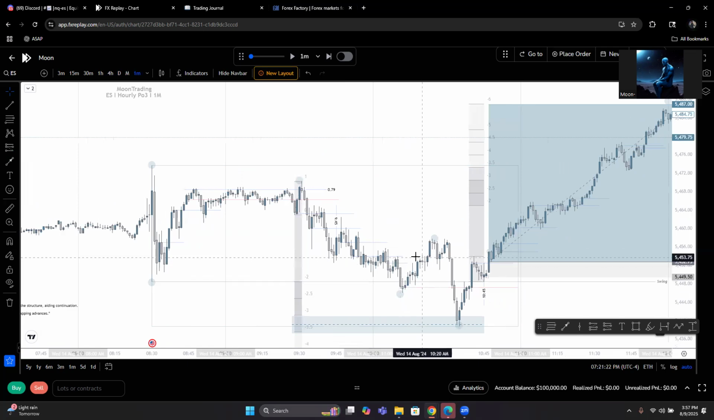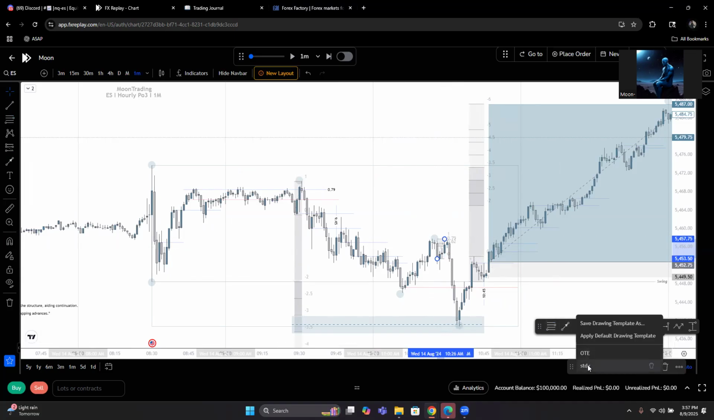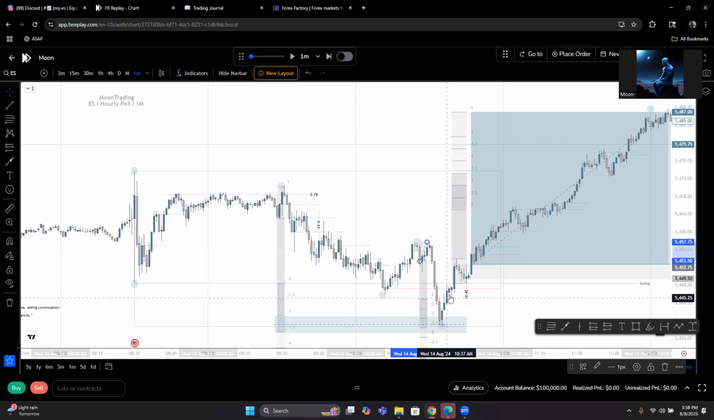This could be seen as a market structure shift to the upside, but what? We don't keep going up, right? So this manipulation down, we can measure that from this high to this low. Cool. Right around here, we start pulsing back up. This bullish candle should act as resistance if we're still bearish, but what are we doing? We're pushing beyond that, right?